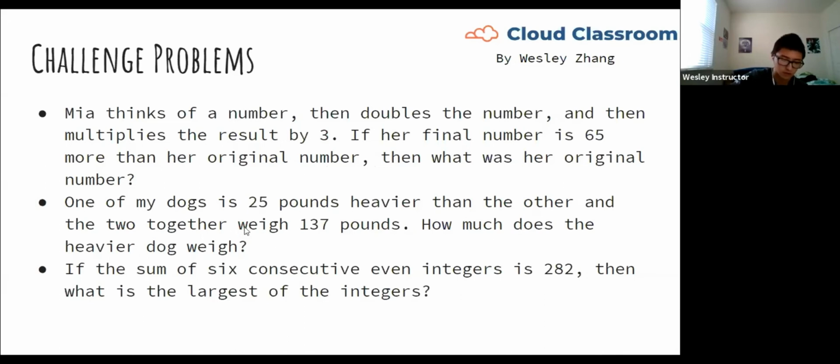So we have 2 plus W plus 25 plus W equals 137 pounds. Then we combine like terms, so we get 2W plus 25 equals 137. Then we subtract 25 from each side, and then we get 2W equals 102. Sorry, guys. All right, so 2W equals 102.